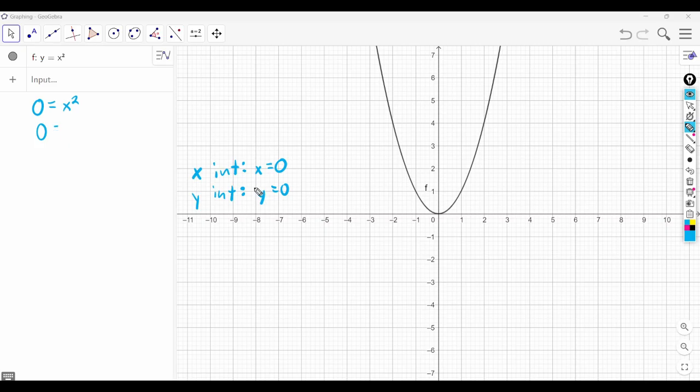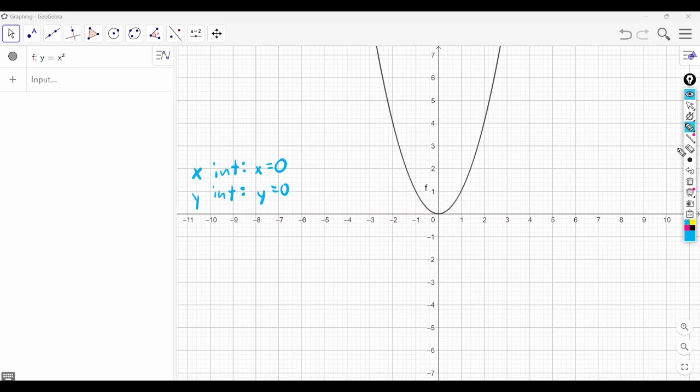Similar for the y-intercept, you want to know where it crosses the y-axis. That's where x is 0. Look, x is 0 all along that line. So you set x equals 0 to find your y-intercept, and putting x equals 0 there just gives me y equals 0. Okay, so that's the x-intercept and y-intercept.